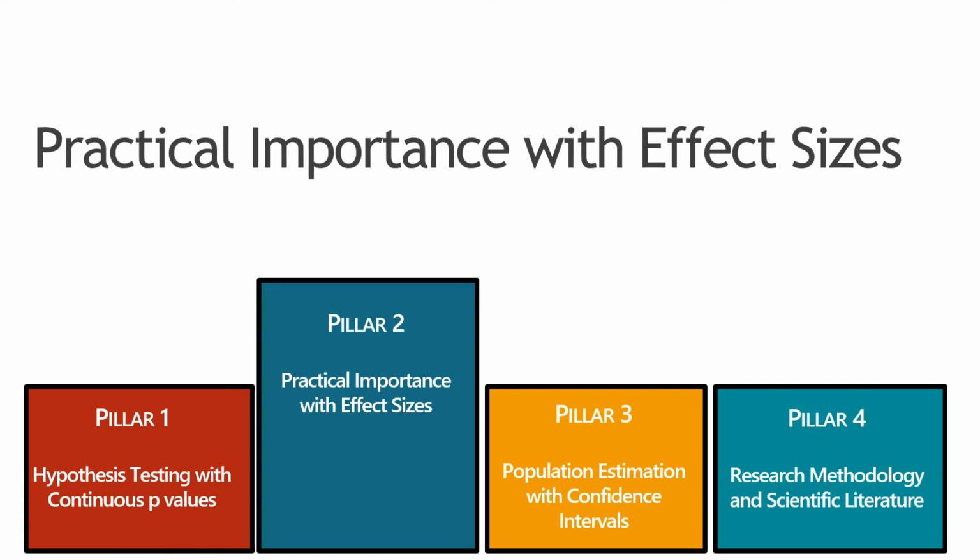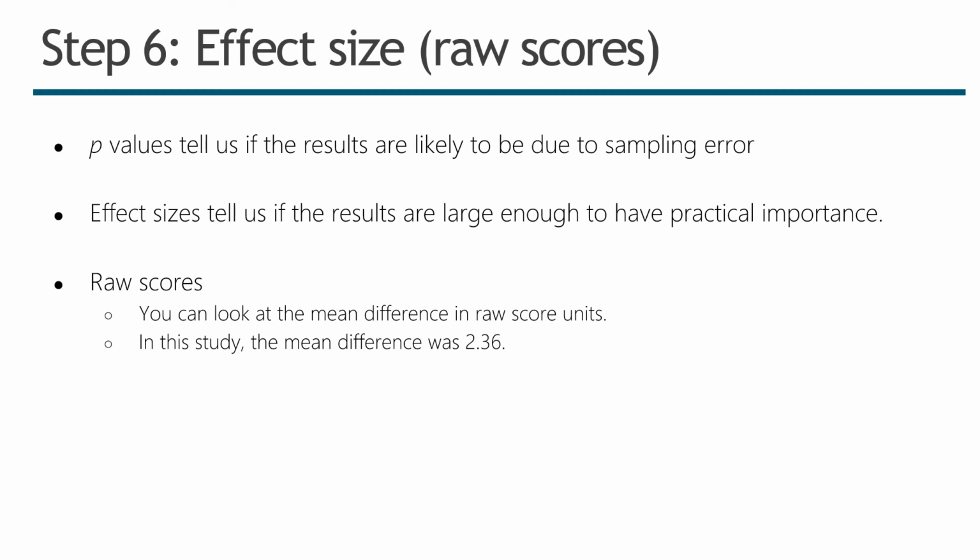Now, the next step is to figure out, well, how big of an effect did this app or this treatment actually have on people's stress levels? And does it have practical importance? To answer that question, we're going to start by computing effect sizes. There are a couple of different ways you can look at effect sizes to determine how large of an effect you're looking at. One thing you can do is just look at this in raw score units.